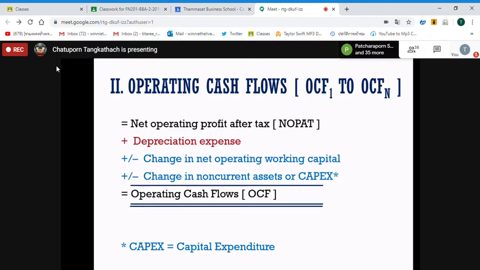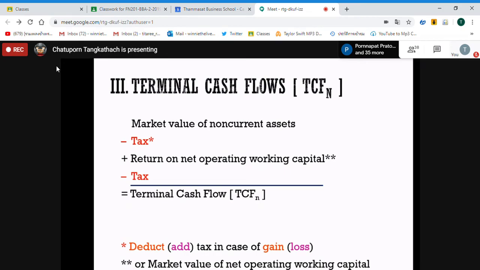Last time we called that adjusting NOPAT by adding back depreciation. And then plus or minus change in net operating working capital and plus or minus change in non-current asset. So finally, we get operating cash flows. This is what we discussed last time. And from last time, I gave you an example for our project.